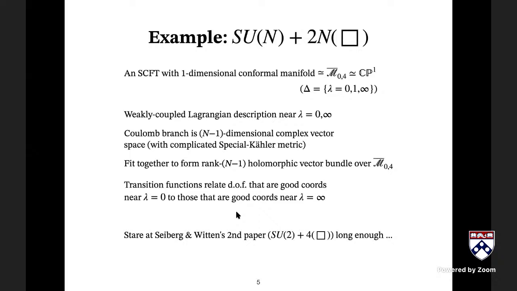Now, I suppose if you stared at Seiberg and Witten's second paper from 1994 long enough, you'd be able to work out the answer, but I will attempt to tell it to you anyways. So first, let's start with Higgs bundles on a fixed curve C.